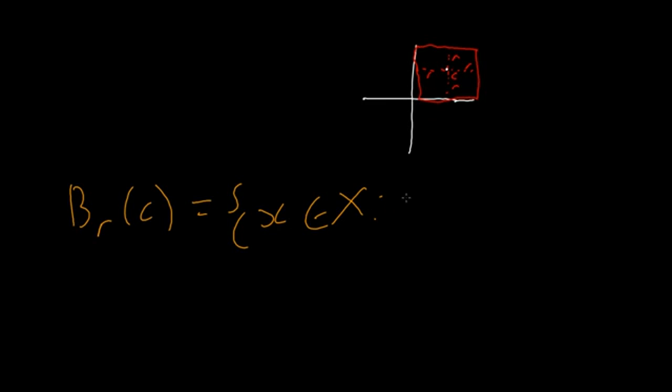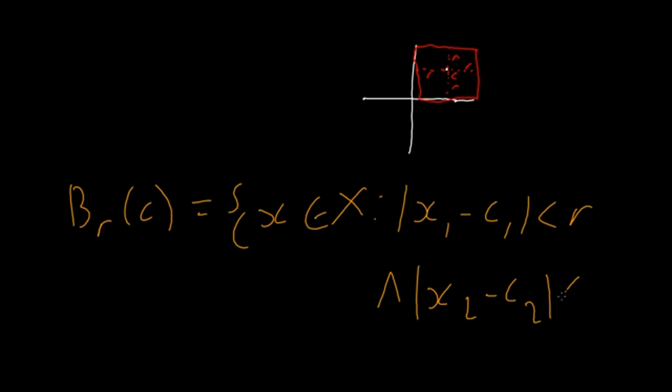The set of all points x in X such that the absolute value of x1 minus c1 is less than r. This is in the first direction. It never exceeds this. And the absolute value of x2 minus c2 is less than r. And so in the next video we'll be talking more about the idea of openness and open sets, not just open balls.